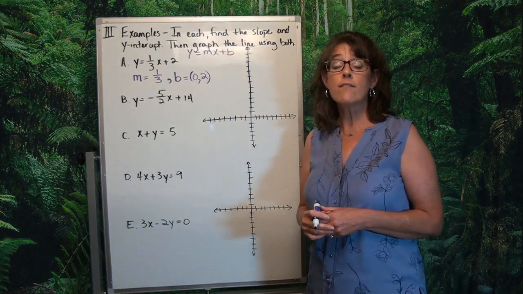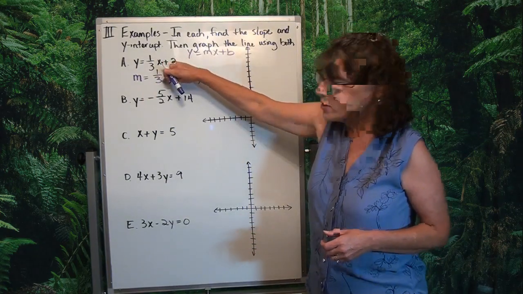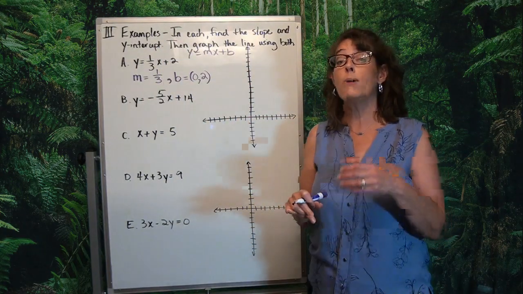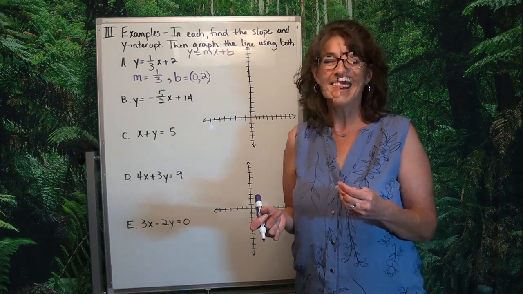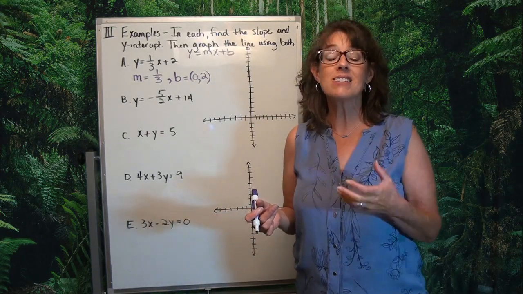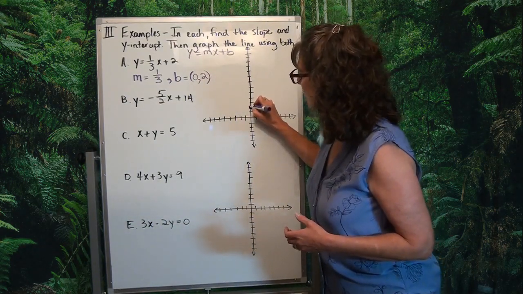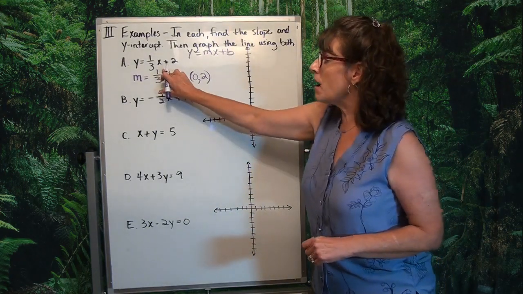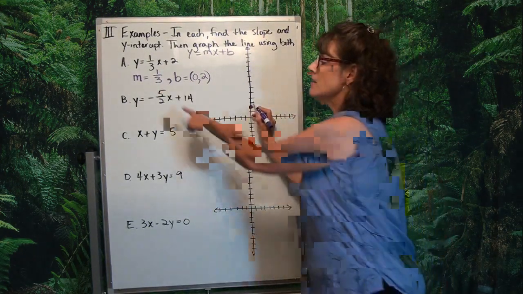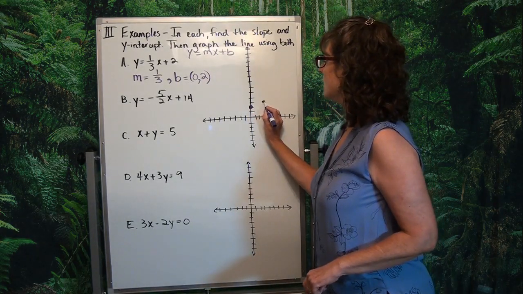So in order to graph it, remember, wonderful counting tool. Rise 1, run 3, rise 1, run 3. However, I have to have a place to count from. So I'm going to start with my y-intercept of 0, 2 right here. Now I'm going to use that slope. And since this is positive, that means go up 1. Since this is positive, that means go to the right 3. That will land me right here.